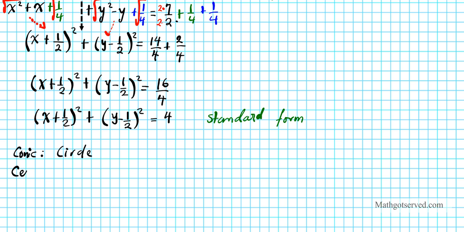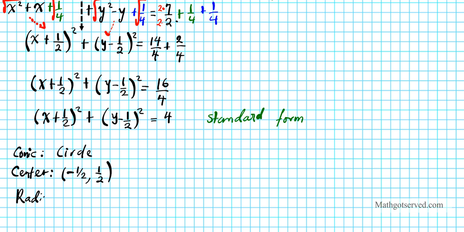The center, how do we find the center here? We take the opposite of the number next to each variable, and that indicates the coordinates. Okay, so next to x we have positive 1/2. The opposite of that is negative 1/2. Comma, next to y we have negative 1/2. The opposite is 1/2. Okay, so there goes the center.